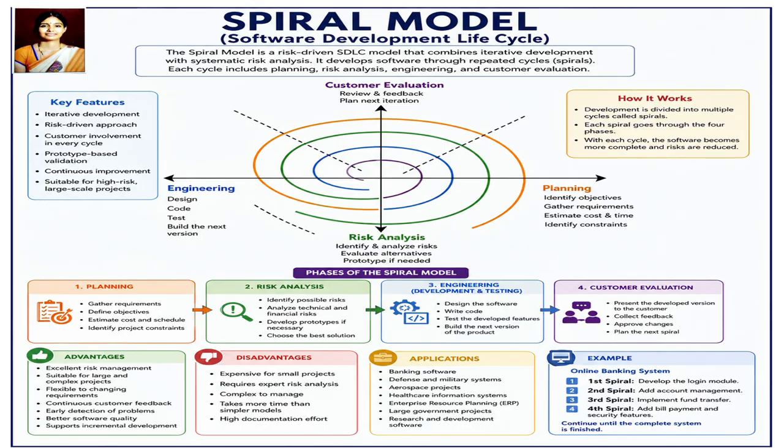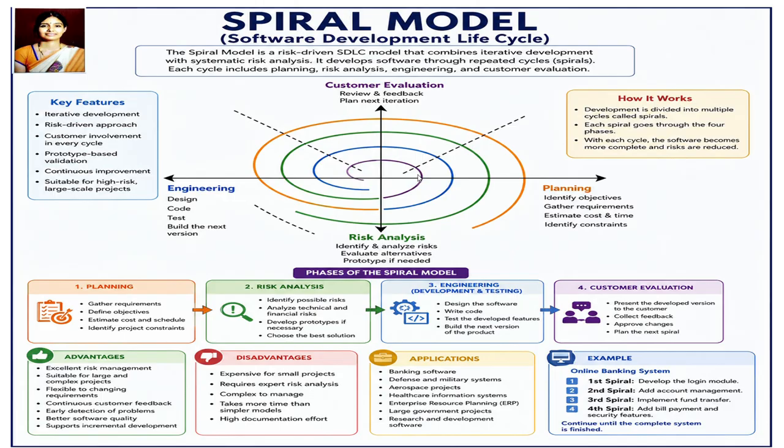Now let us move to the spiral model. The spiral model is different from the waterfall model because development is performed through repeated cycles. You call them spirals. We see here in the diagram, these are called spirals. Its most important feature is risk analysis, so it is also called a risk-driven model. The main activities are planning, risk analysis, engineering, and customer evaluation. These are the activities in the spiral.